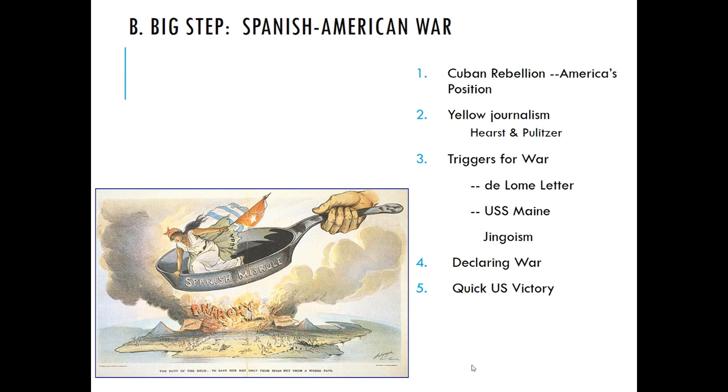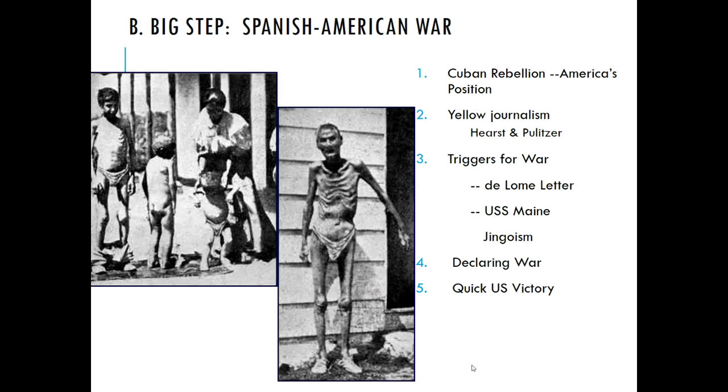The situation starts to get published, and people start realizing the horrible treatment that Spain is imposing on Cuba. For example, Cuba ends up having what we would call today concentration camps. Spain sent in a military general. His name was General Weyler. General Weyler started forcing rebels into these concentration camps where thousands of Cubans were starving. We ended up getting pictures of the people in these concentration camps, and the US and Cubans started to call General Weyler the butcher.